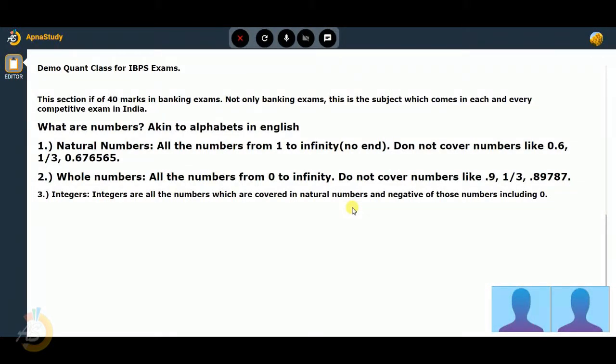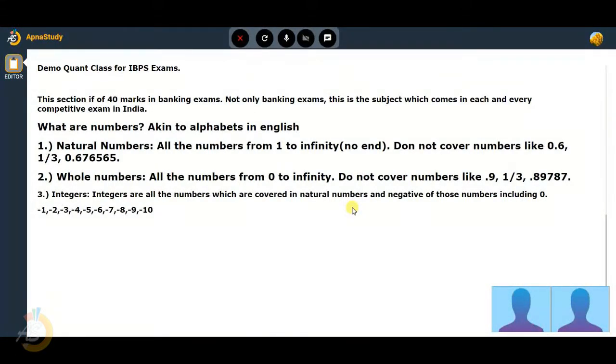So basically natural numbers, as we see, it is from 1 to infinity. For example, if we have to write first 10 natural numbers, we will write 1, 2, 3, 4, 5, 6, 7, 8, 9, 10. So that will be first 10 natural numbers. If we attach a negative sign to all of these numbers, the number will become -1, -2, -3, -4, -5, -6, -7, -8, -9, -10.